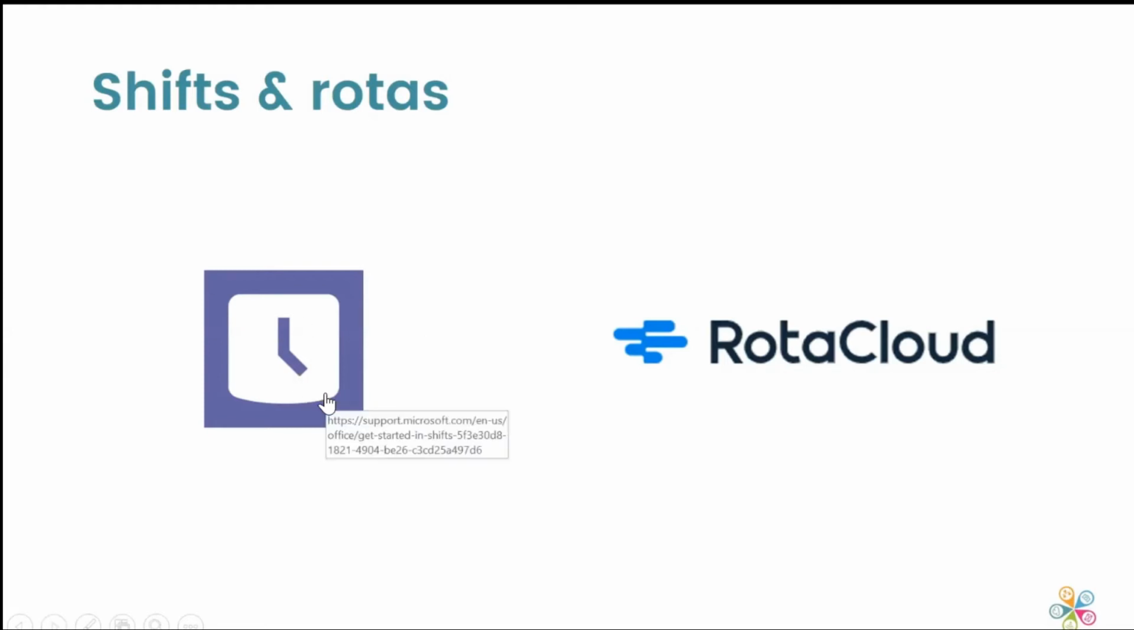So on the left, this is Shifts, if you're using Office 365, and then Rota Cloud is another third-party tool you could look at. I know some organizations were beginning to think about how they're going to manage coming back to the office and having only a certain number of people in the office in one go. You could probably look at using a shared calendar, but depending on how complicated that looked, you could also look at one of these tools.